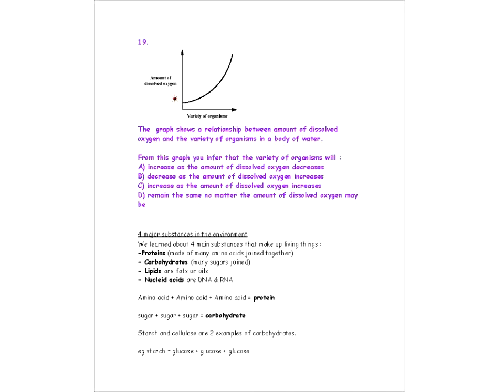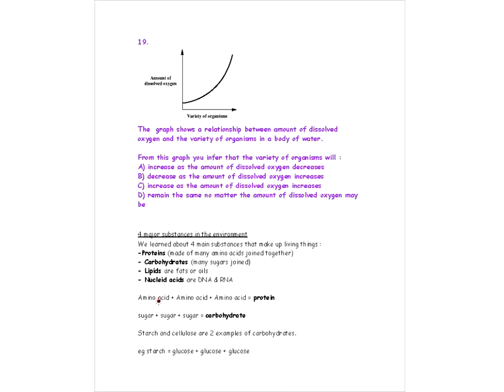All right. Now, we talked about four major substances in an environment that make up living things: proteins, carbohydrates, lipids, and nucleic acids. Let's talk a little bit more about each one of them and what they're composed of. Proteins are made of many amino acids joined together. Carbohydrates are made of many sugars joined together. Lipids are just another name for fats or oils. And nucleic acids are either DNA or RNA.